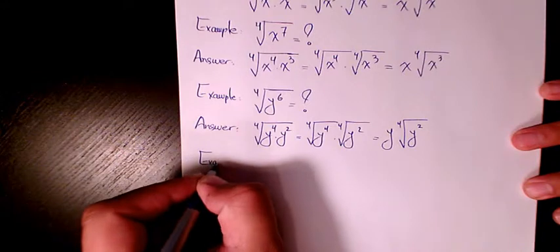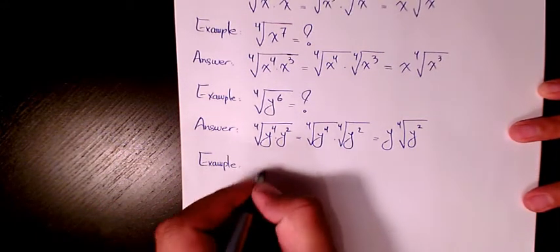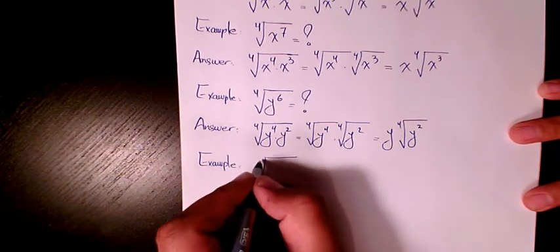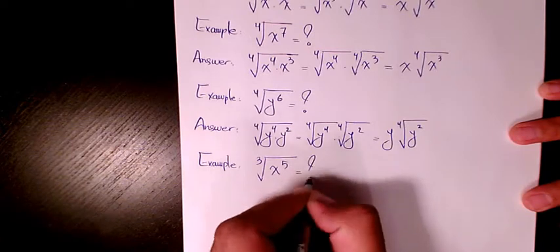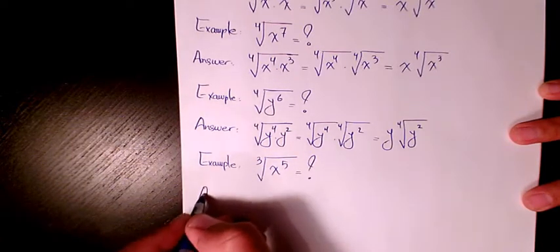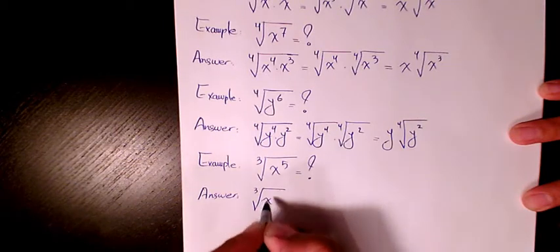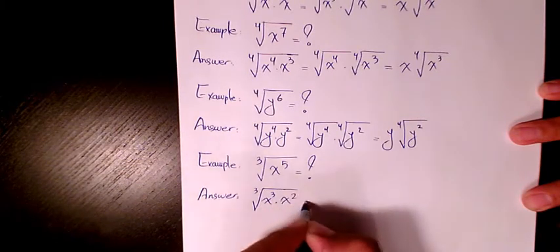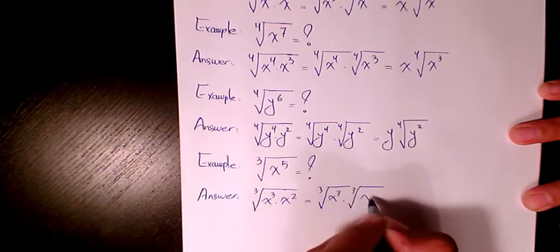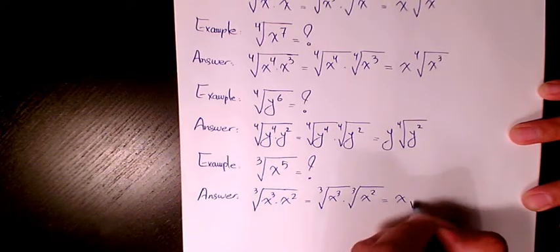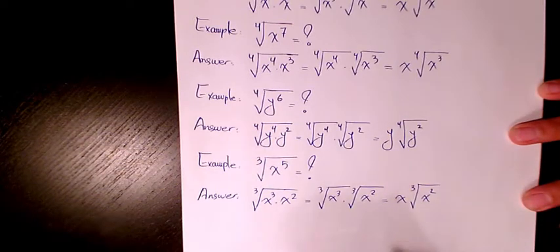Next example is third root of x to the power of 5. Answer is third root of x to the power of 3 times x squared, which makes it third root of x cubed times third root of x squared. That makes it x times third root of x squared. This is the final answer.